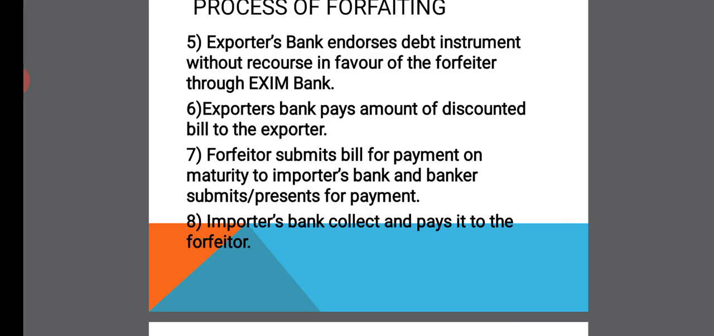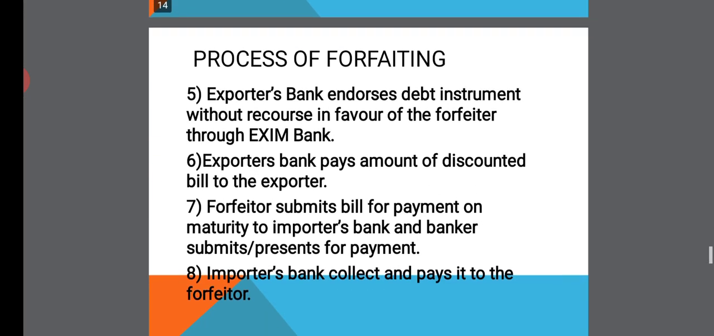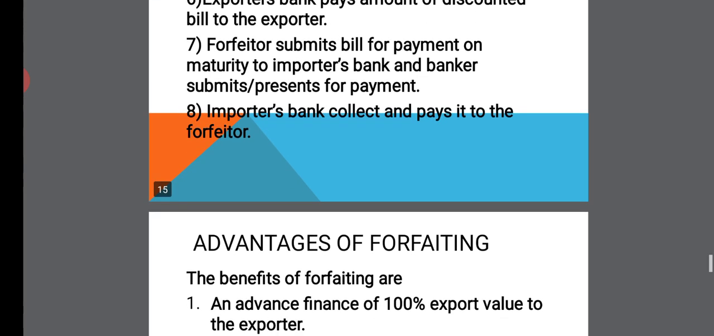Seventhly, the forfeiter will submit the bill for payment on maturity to the importer's bank, and the banker will present it for payment. And the last step is the importer's bank will collect and pay it to the forfeiter. So this is the process of forfeiting.